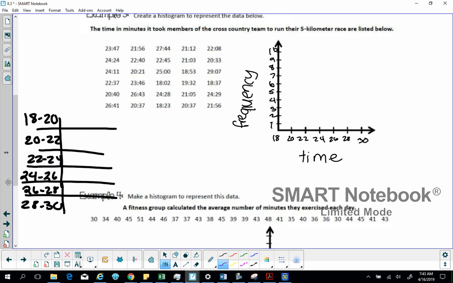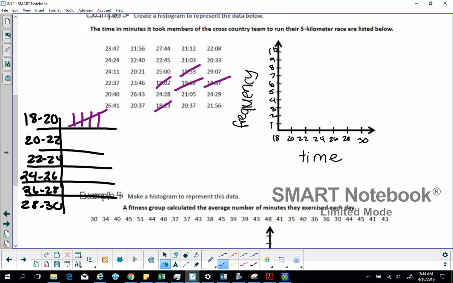So I need to figure out, okay, how many people's times were from 18 to 20 minutes? And 20 means 20.00, not anything above 20. So in this row, are there any ones below 20? In this column right here. Are there any? Nope. What about the second one? Nope. Third one? Yep, these two, right? 1, 2. So I'm going to put 2 tallies. What about this one? Yes. How many? There's 1 and 2, right? So I'm going to put 2 tallies right there. And then the last one? That one. So I have 5 from 18 to 20.